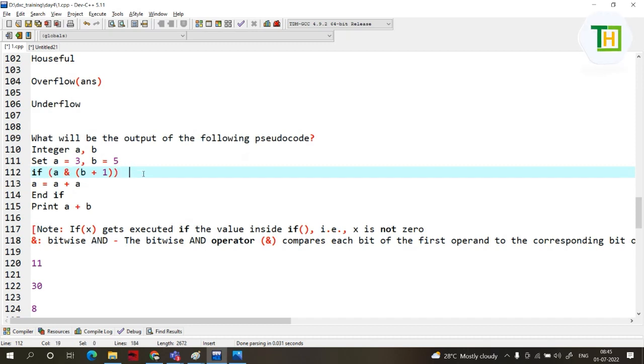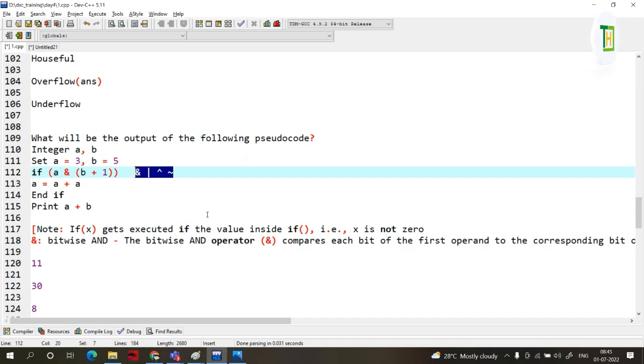If you go for this one, this is the pipe symbol. This is bitwise or, this is bitwise XOR, and this is bitwise not symbol. Bitwise and, bitwise or, bitwise XOR, bitwise not. These four are bitwise operators.